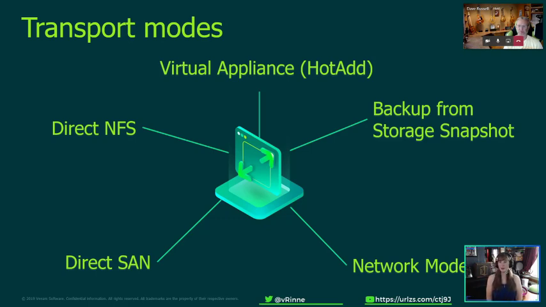Right. And we actually did get a question. It's about our direct SAN mode. The question was if we're able to isolate the backup traffic over the iSCSI or fiber channel SAN with direct SAN mode, if the repository supports it.